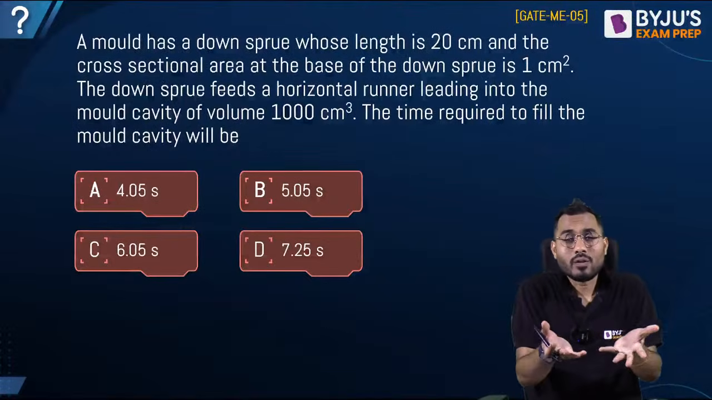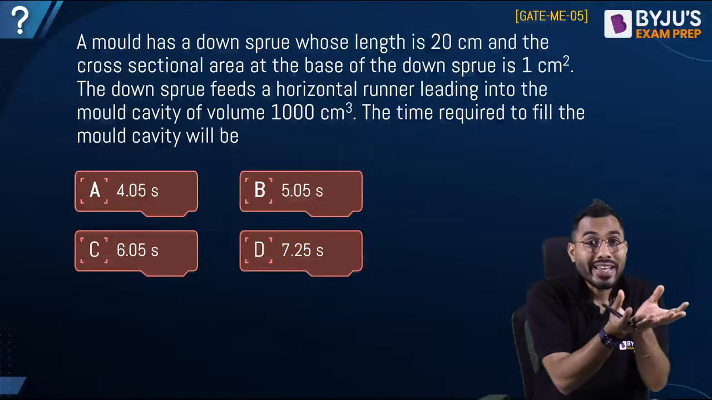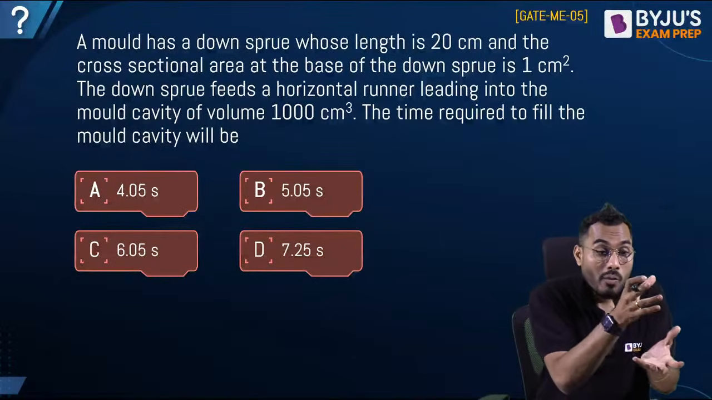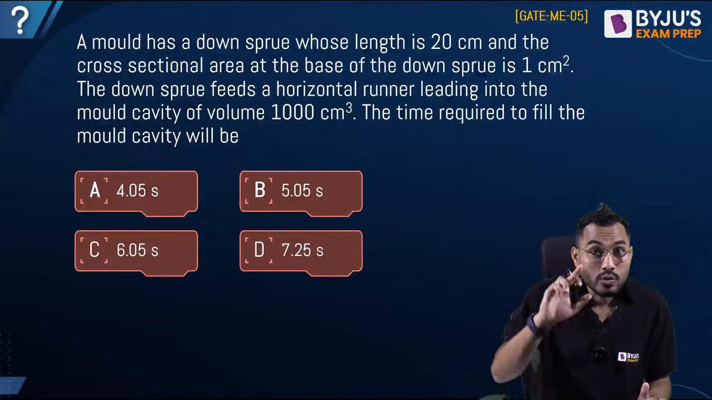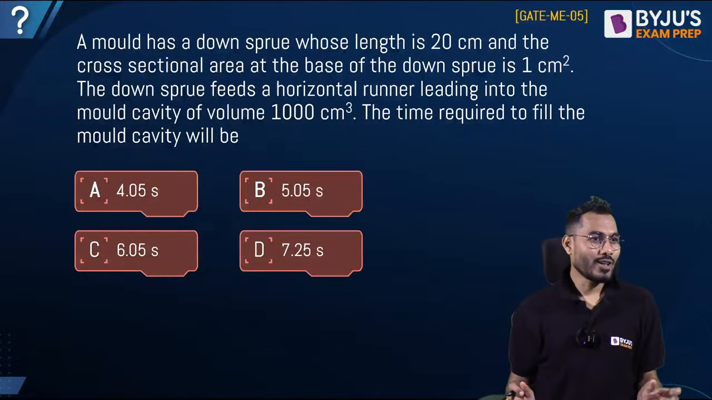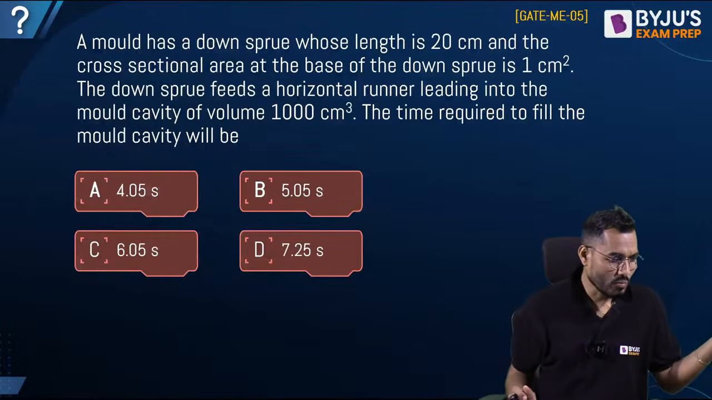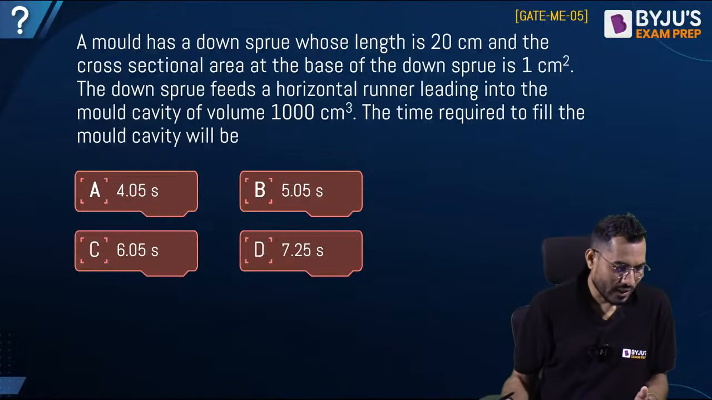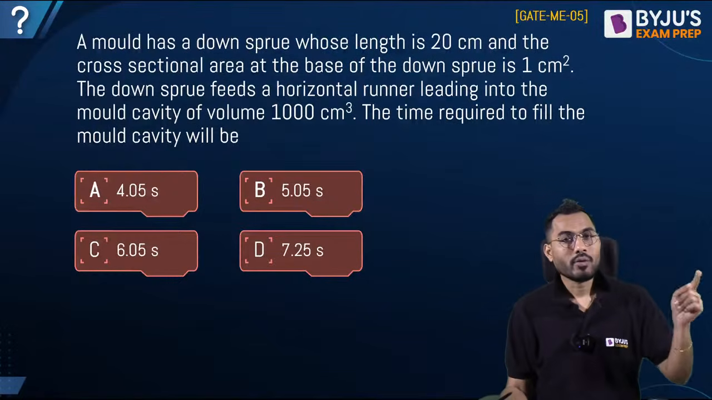Sir, filling time calculation: volume divided by flow rate. Flow rate is nothing but the choke area, the minimum cross-section area, generally at the bottom of the sprue, multiplied by the velocity of molten metal in the gating system, that is root of 2 into g into h. Yes, Kiran Kumar, 5.048. Mohit, I want an answer from you. Superb. Faraz, Rajat, Swati, keep on commenting.